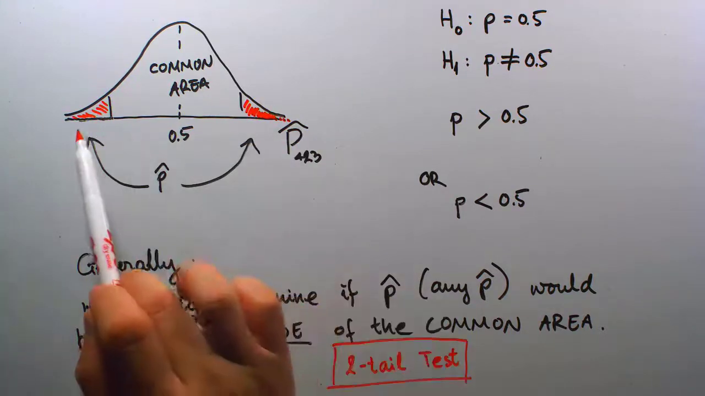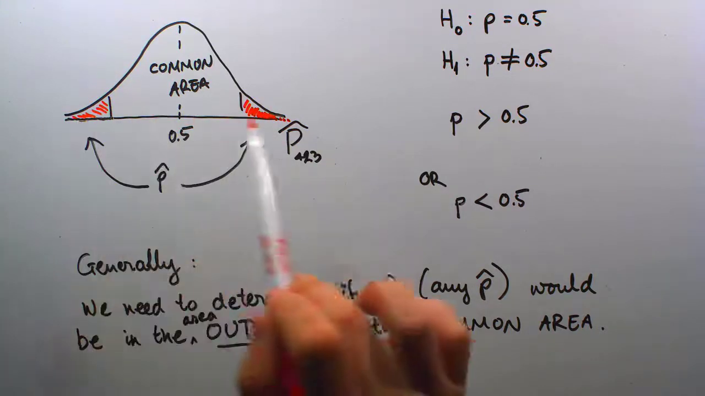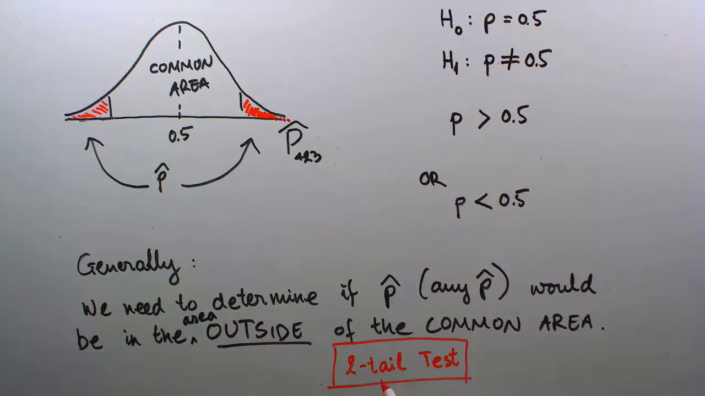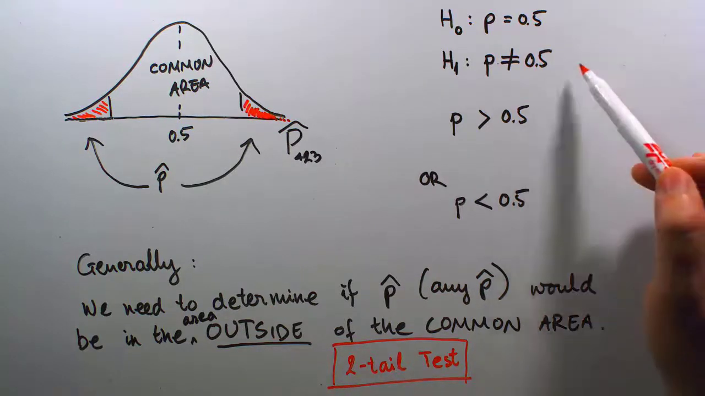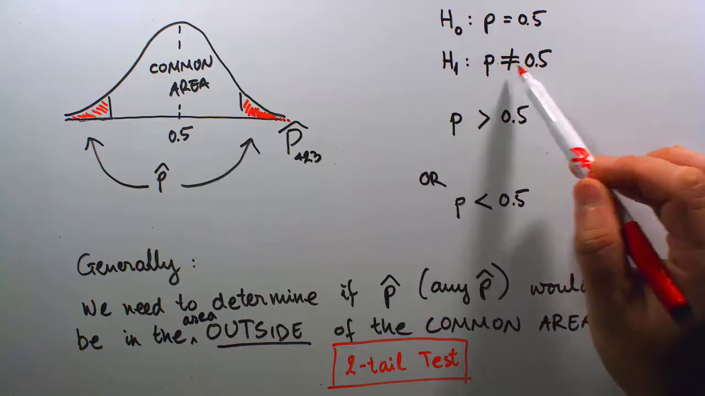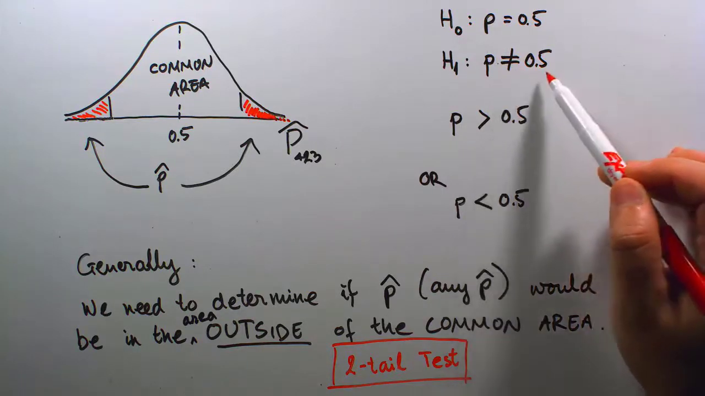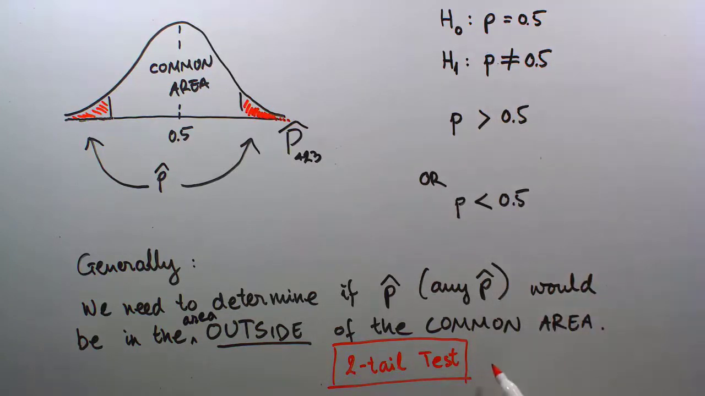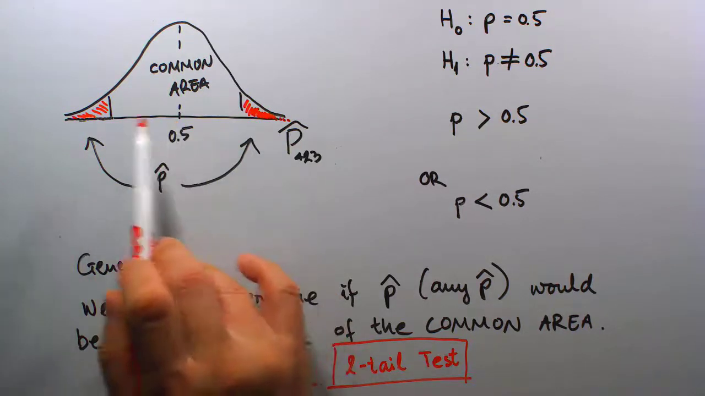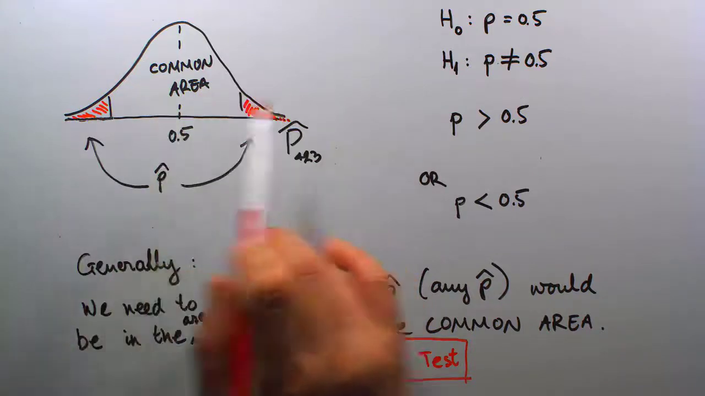We have two areas outside of the common area, and that's the reason why this kind of test, where the statement has the inequality saying not equal to the claim value, is referred to as the two-tailed test. Once again, it's because we want to determine whether any sample that we picked would fall outside of the common area. And being outside of the common area, there are two tails that can equally happen.